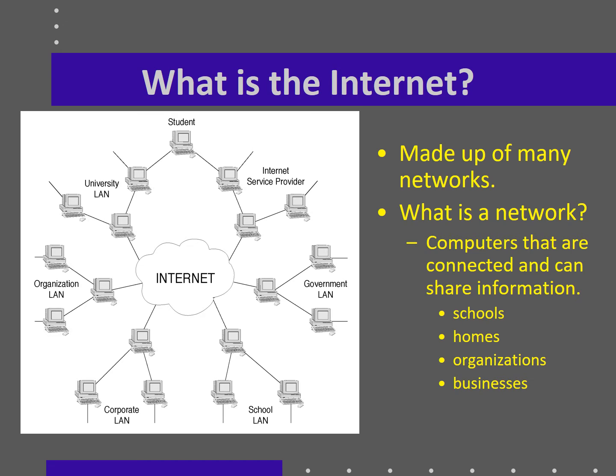Let's first learn about what the internet is. The internet is made up of many networks and network systems. It's spread over the world, and computers are connected and can share information in schools, homes, organizations, and businesses. So the internet can be in a government organization, a private organization, an educational institute, or a health institute. In all these institutions or organizations, it is connected to the rest of the world.